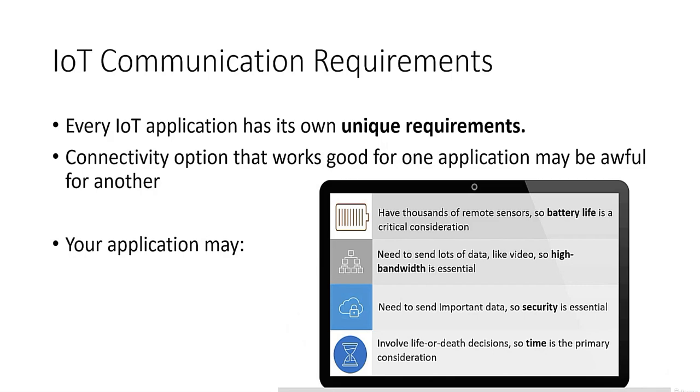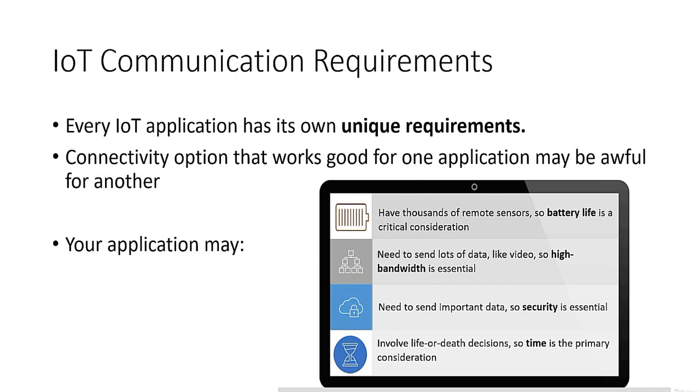Now let's see what the IoT communication requirements are. You have to understand very clearly that every IoT application has its own requirements. A connectivity option which works very well for one application may turn out to be completely useless for some other kind of application. In order to understand this well, let's see what requirements our applications can have.